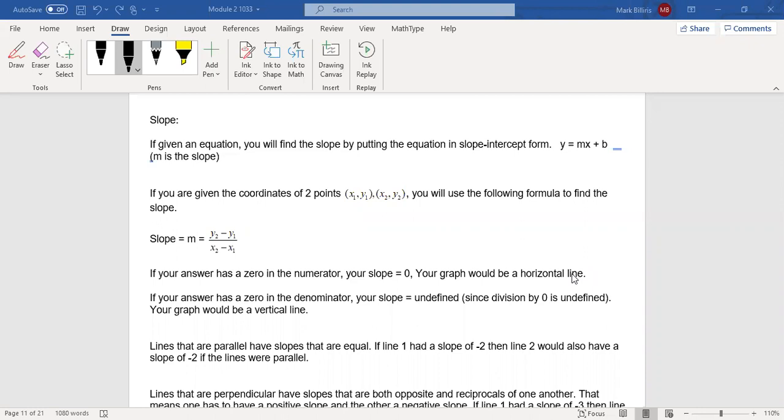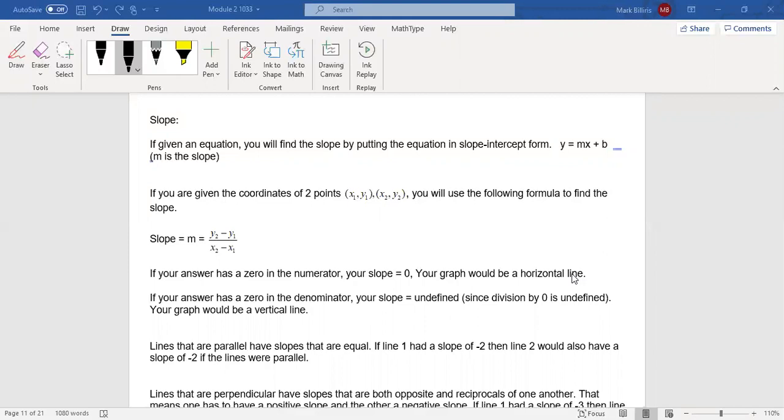If you're given the coordinates of 2 points, x sub 1, y sub 1, and x sub 2, y sub 2, you will put those values into the slope formula, which is m equals y sub 2 minus y sub 1 over x sub 2 minus x sub 1.